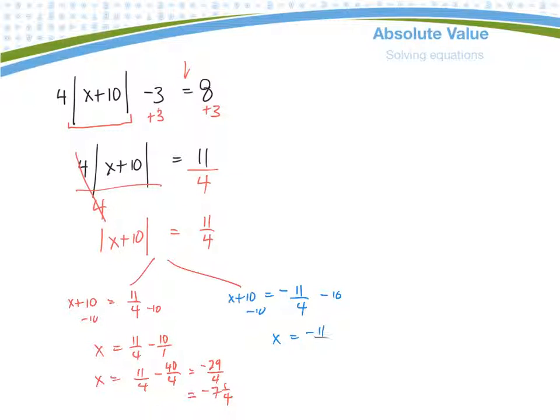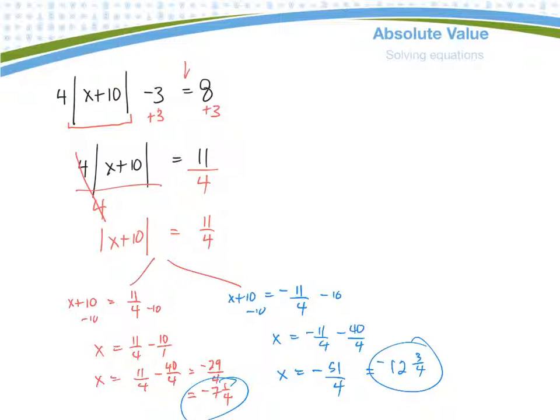Okay, on the other side, I'll subtract 10 from both sides. So I'll get negative 11 quarters minus 40 over 4. So it'd be negative 51 over 4. Or if you divide that, that'll go 12 and 3/4. So negative 12 3/4.